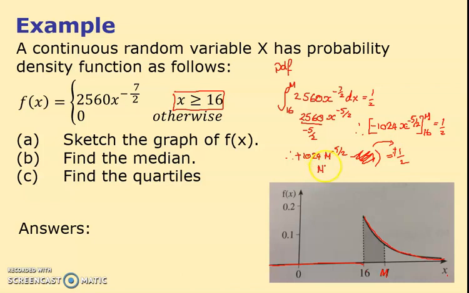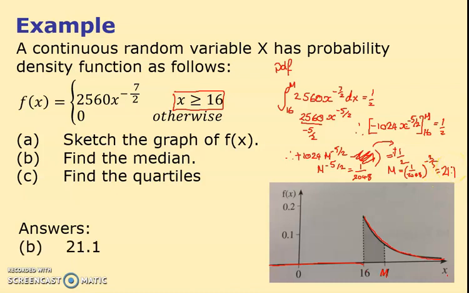So m to the minus 5 over 2 is a half divided by 1024, which is obviously 1 over 2048. It just goes on the bottom. And now I do the inverse of that, and m therefore is 1 over 2048 to the power of minus 2/5, because when it moves over it becomes a reciprocal. So let's do that. 1 divided by 2048, to the power of minus 2/5. And I get 21.1. No idea if that's right.